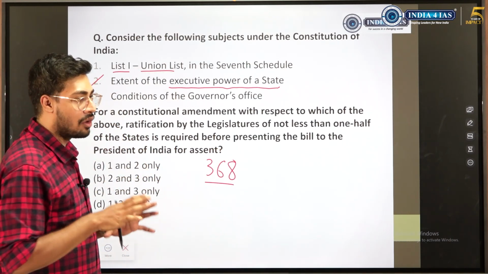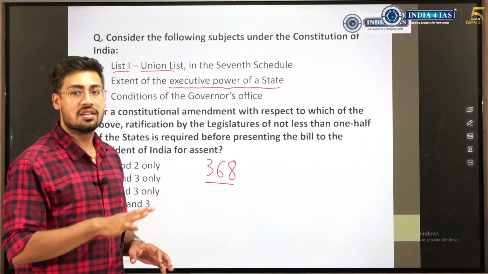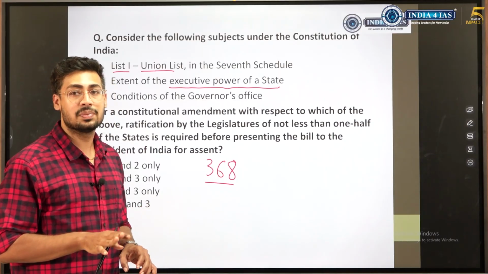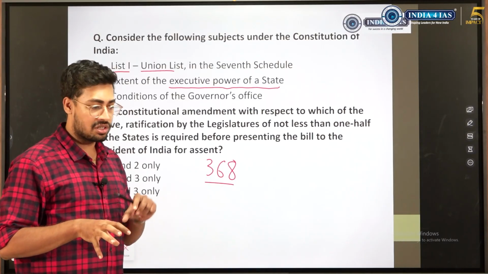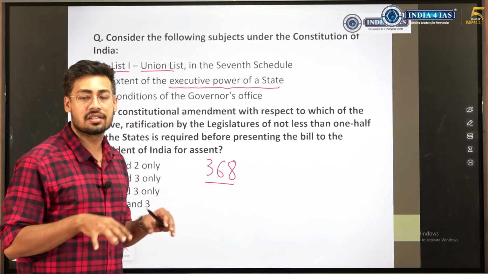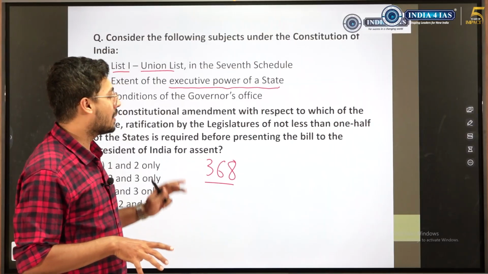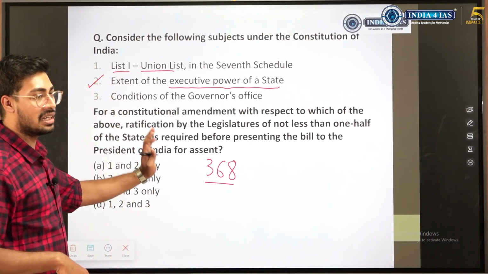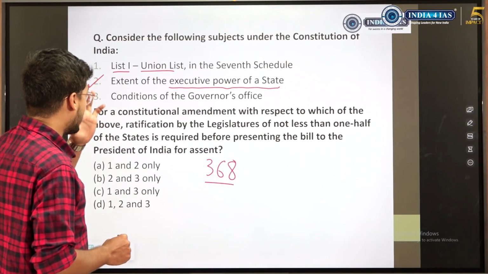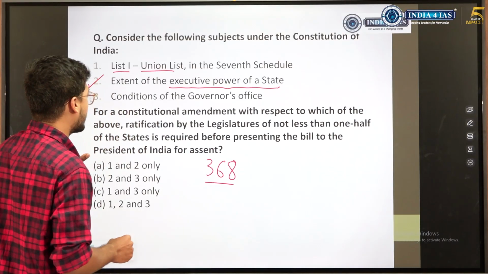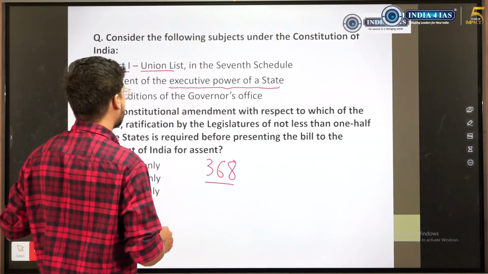So whenever there is a federal feature involved, ratification by the states is important. In matters in which both the center as well as the state have an interest, ratification is required, because we do not want to harm the state's interest just by giving all the power to the Parliament. So for extending the executive or legislative powers of the state, we need the states' consent also.